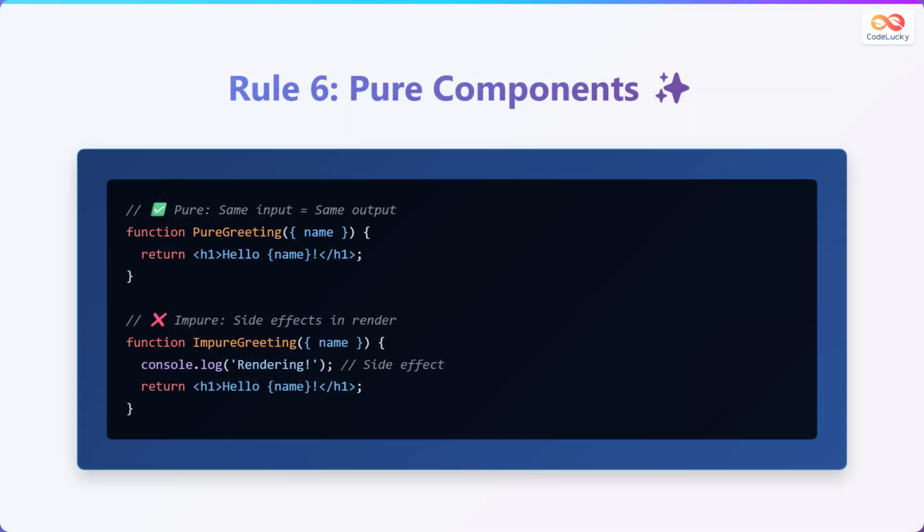The sixth rule describes the concept of pure components. Pure components always produce the same output for the same input props. In other words, they do not have any side effects that could alter the rendering result. Avoid performing actions like directly modifying the document object model or making application programming interface calls within the render function of a pure component. By ensuring components are pure, you can optimize performance and simplify debugging.